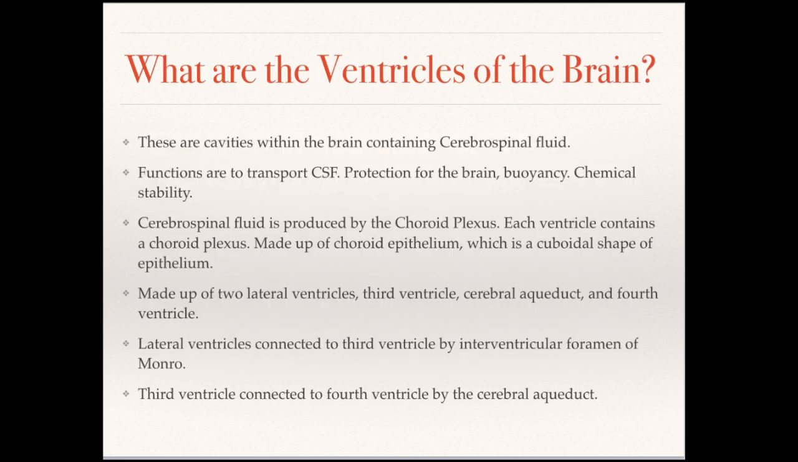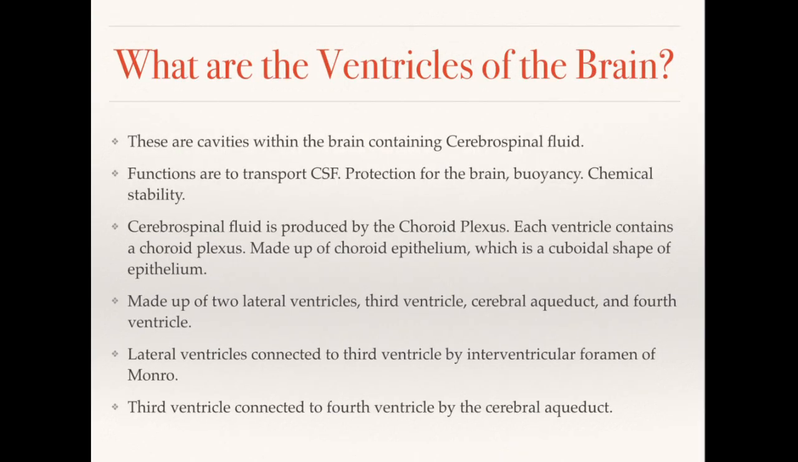So let's begin. So what are the ventricles of the brain? These are essentially cavities within the brain that contain cerebrospinal fluid. And the functions of these ventricles are to transport the cerebrospinal fluid. They also provide protection for the brain, buoyancy, and also chemical stability for the brain to carry out its functions.